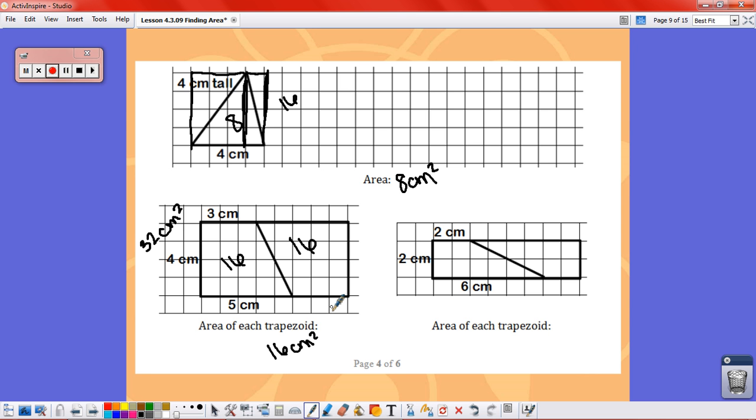Same idea here. You have a 2 tall trapezoid with a 2 base, and then a 6 base. So it's 2 tall times 8 wide. 2 times 8 is 16, but each is half, so it's 8 centimeters squared.